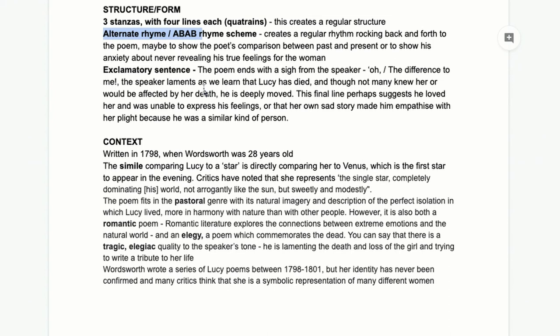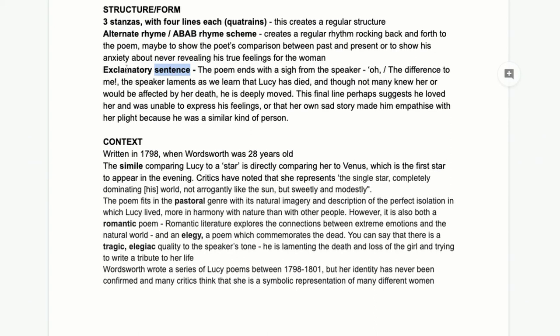But it's also very soothing. So you could say it's like a lullaby, or it's like something very simple and gentle, like maybe the flowing of a river, that type of thing. So you can get those positive interpretations and negative interpretations out of why he's chosen this alternate rhyme.